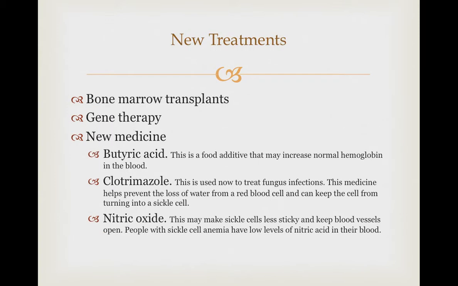A few new treatments are bone marrow transplants, gene therapy. Some new medicine is butyric acid. This is a food additive that may increase normal hemoglobin in the blood. Clotrimazole. This is used now to treat fungus infections.